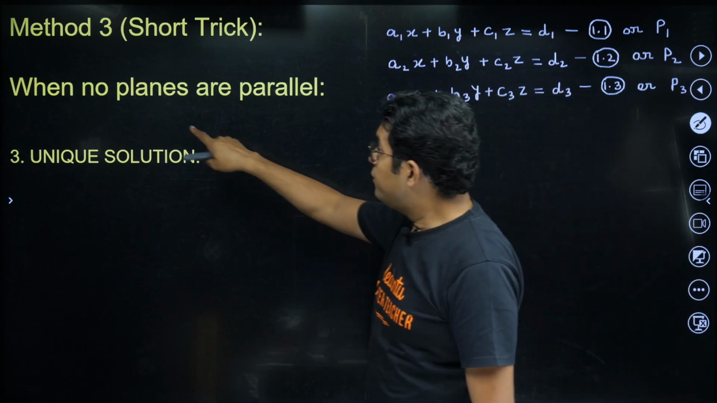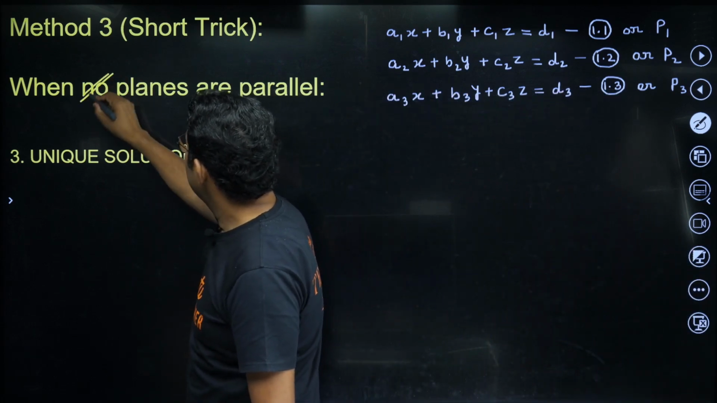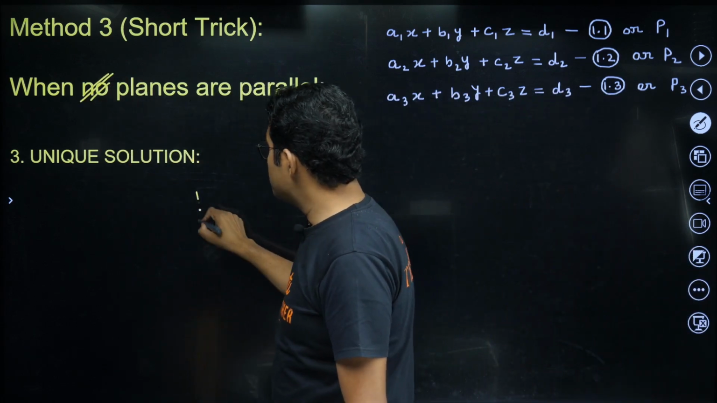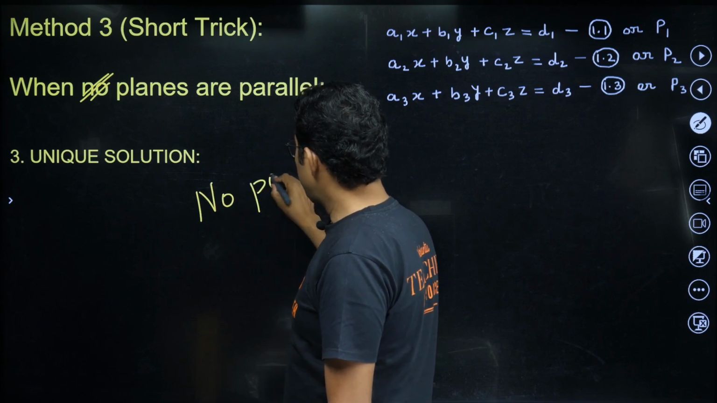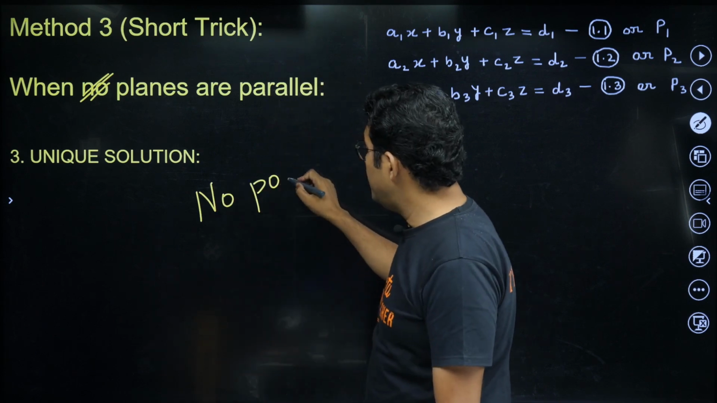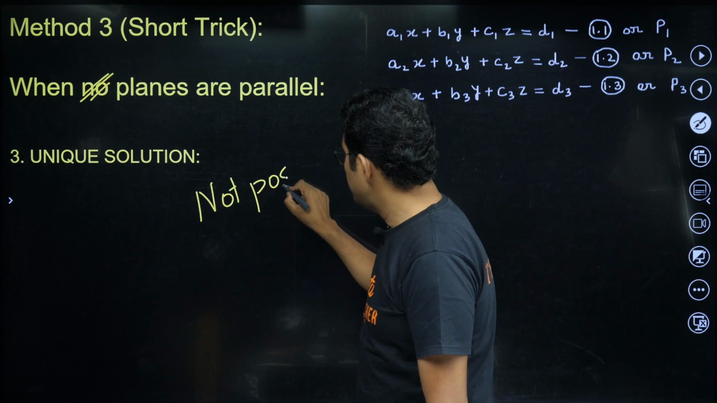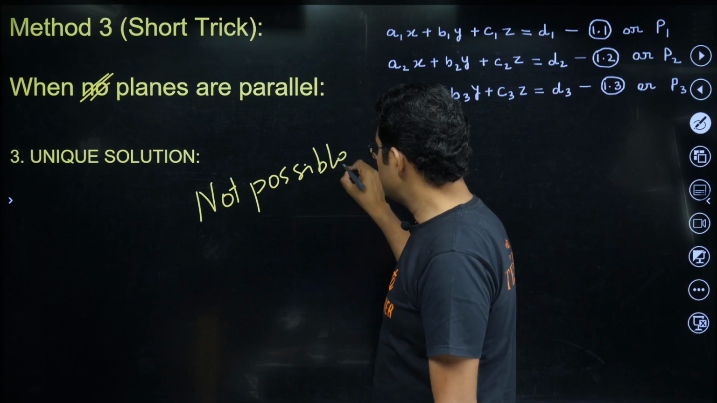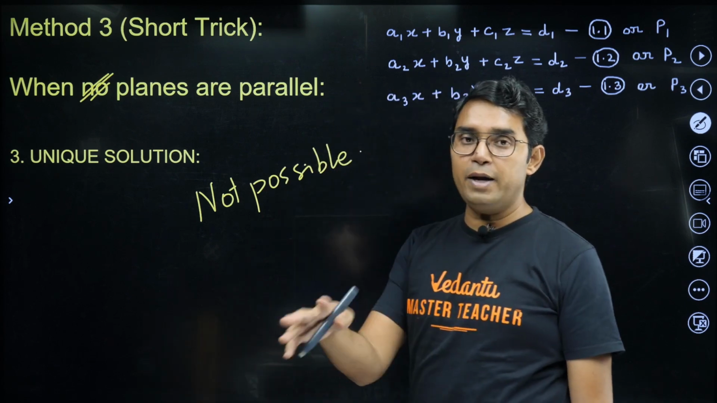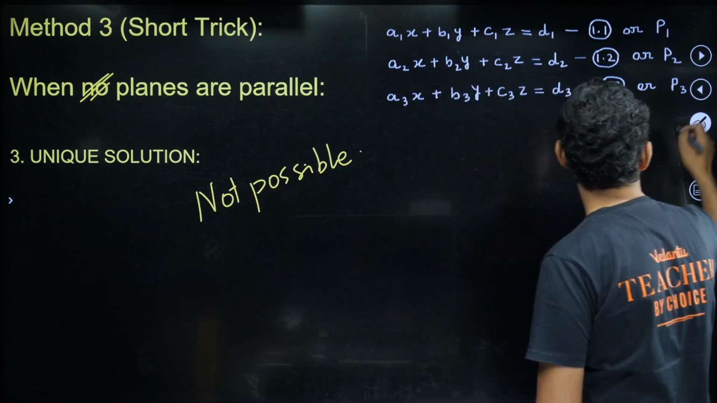Unique solutions when planes are parallel. Sorry, when planes are parallel, a unique solution is not possible. Please understand, if planes are parallel, then a unique solution is not possible. For a unique solution to be there, all three planes should be non-parallel to each other. So that is not possible.